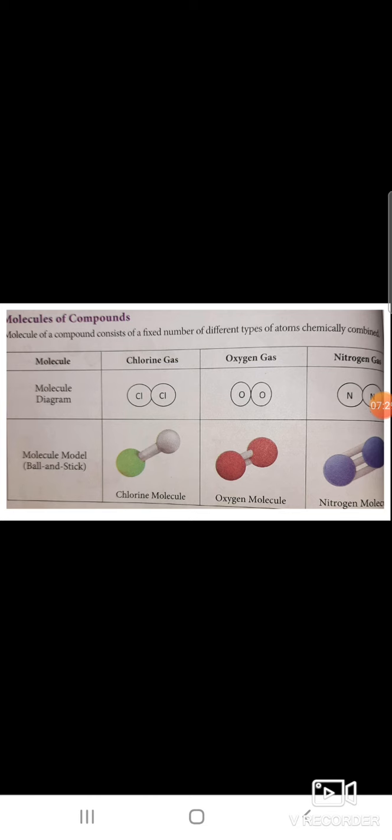Chlorine: Cl plus Cl gives Cl2. Oxygen gas: O plus O gives O2. Nitrogen: N plus N gives N2. So these are chlorine molecules, oxygen molecules, and nitrogen molecules. Chlorine molecules have one bond, oxygen molecules have two bonds, and nitrogen molecules have three bonds combined.